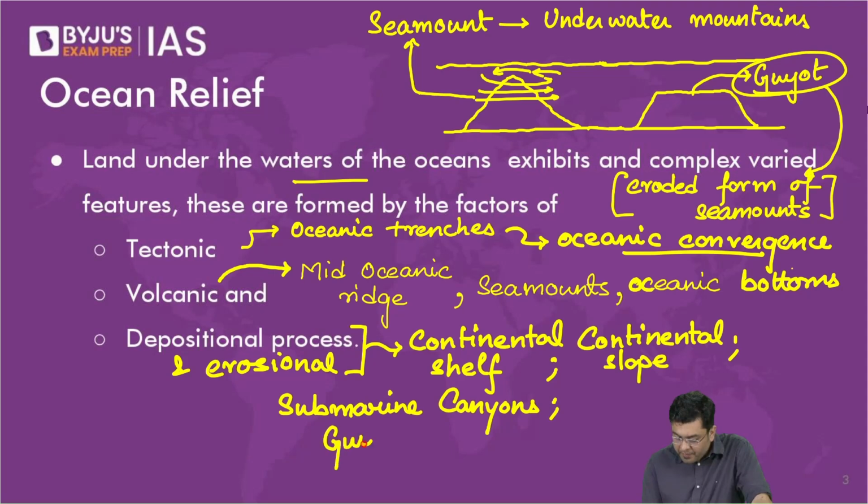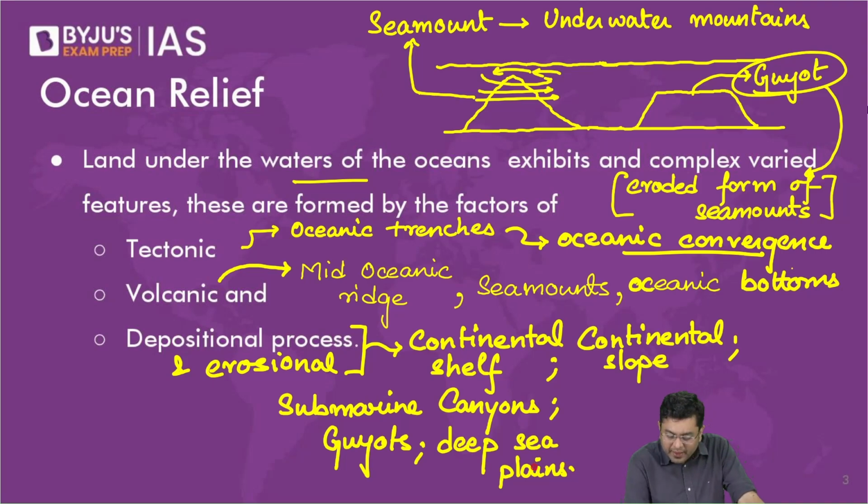Then you also have, for example, guyots. So these are the various different features that you find in the ocean relief, which are basically created as a result of these processes. Now you also can consider deep sea plains in this. Okay, you can also consider deep sea plains, where also you'll find a lot of deposits. So here deep sea plains can also be considered.